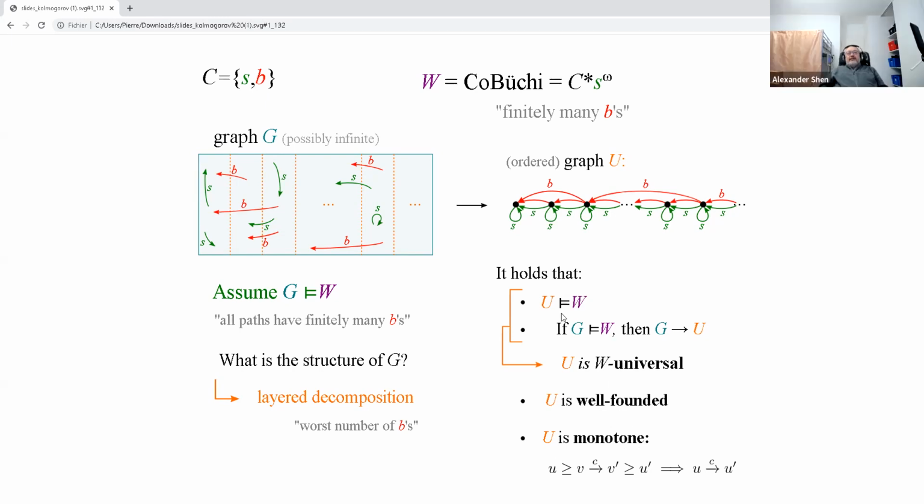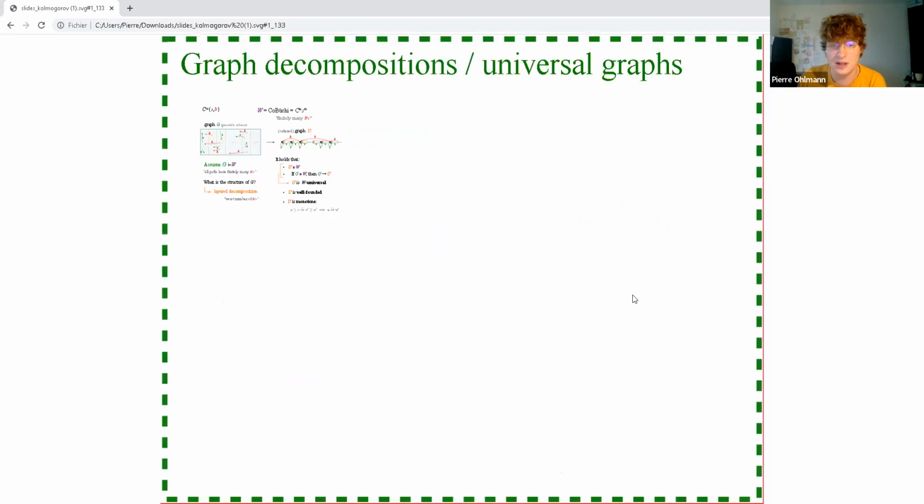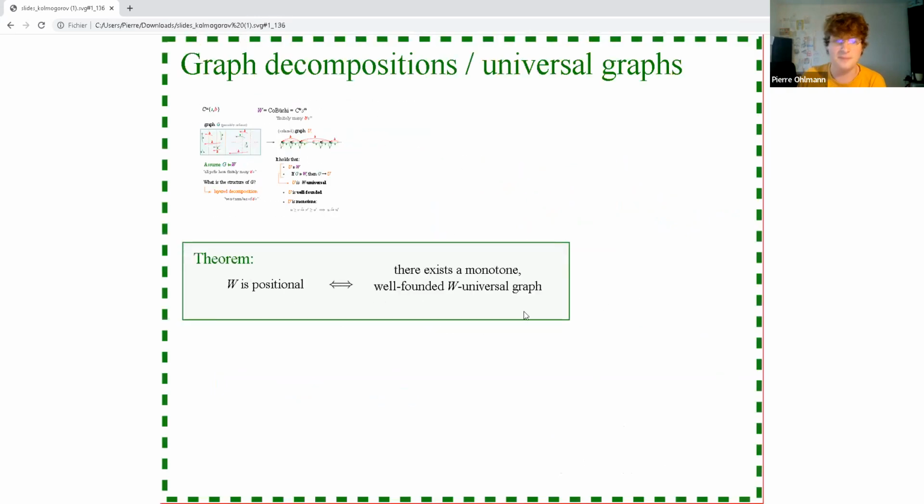Yeah, okay. There is always a universal graph, which is the union of all the graphs that satisfy the objective. Yeah, disjoint union. But this doesn't have any structure, so it tells you nothing. But if you have an additional structure, which is a total order, which has to be well-founded, and moreover the graph is monotone, then this characterizes positionality. That's the result. So that's the result that's going to appear here. And this I want to maybe prove today. So that's the main result I want to talk about.